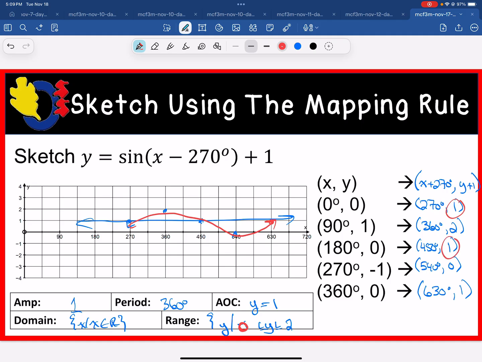So the 1s show me where the AOC is. And that's it. I just need to include y is an element of the real numbers. Okay, that's it for today's lesson.